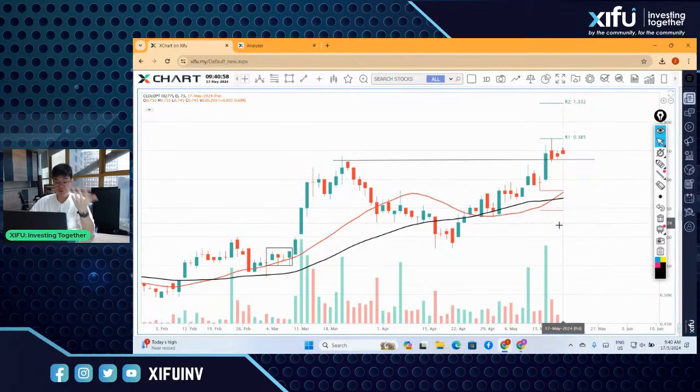Okay, if you have followed my entry, I think somewhere around this level over here, consider partial profit. I already took some partial profit. So the rest, let's see how it goes.